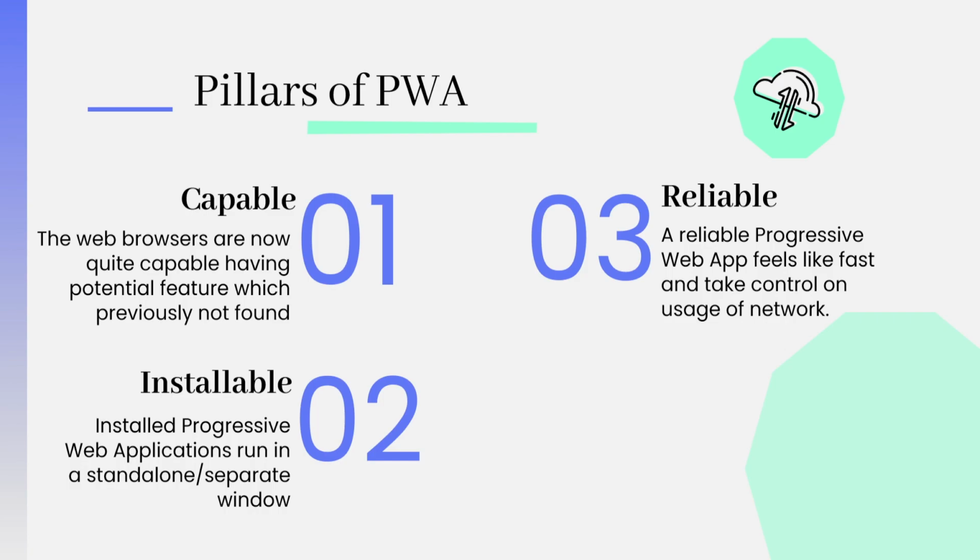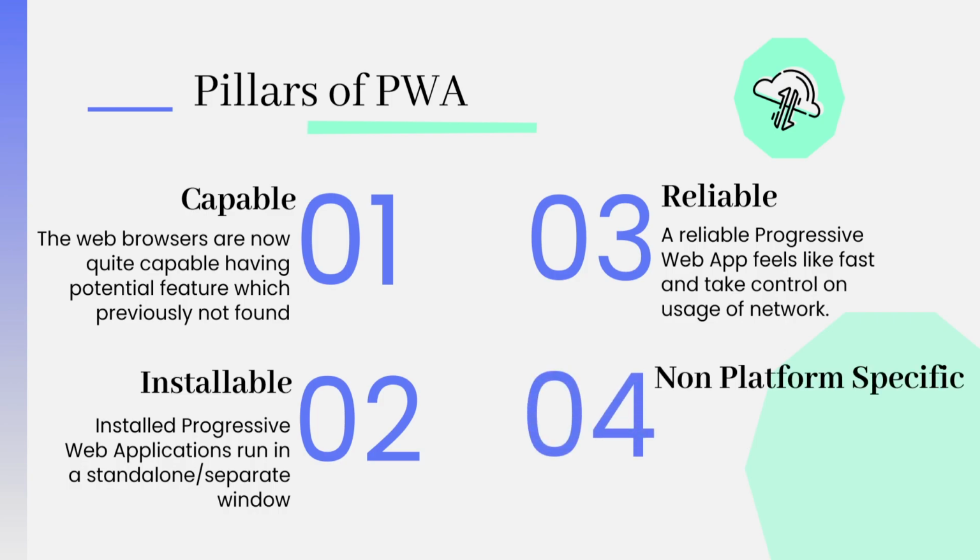Reliable progressive web apps feel fast and take control of network usage. These progressive web applications can also work offline. They utilize the offline storage and are not dependent on the network. Hence, it feels like we could reliably explore the application without the network.